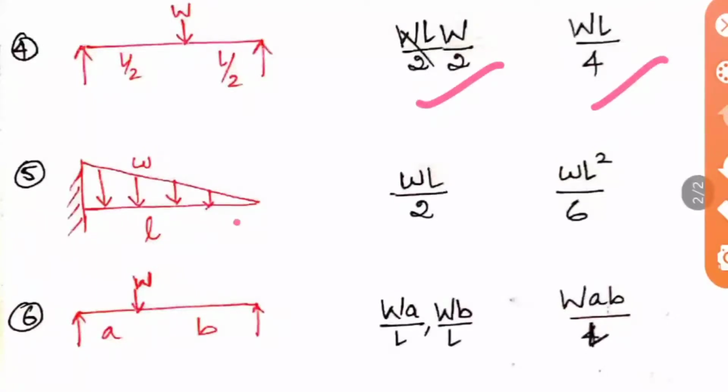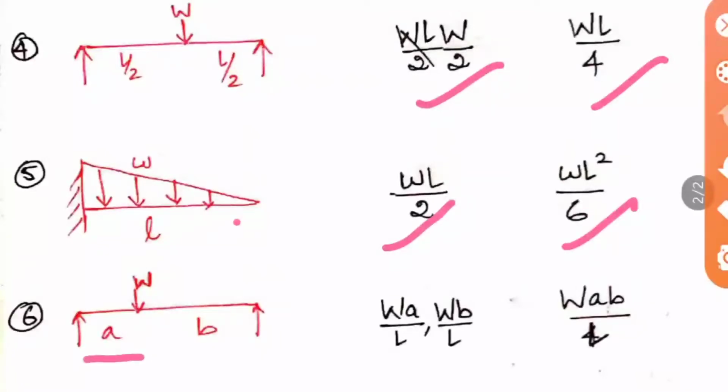And for UVL, it is WL by 2 and WL square by 6. As I told you in the previous cases, you can check how the shear force and bending moment are occurring. You can take either half of the section, either left or right, and check the summation of the shear force and the bending moment, and you can check the formulas. The next case is simply supported with the load at any point.